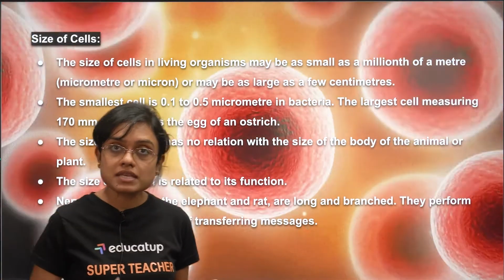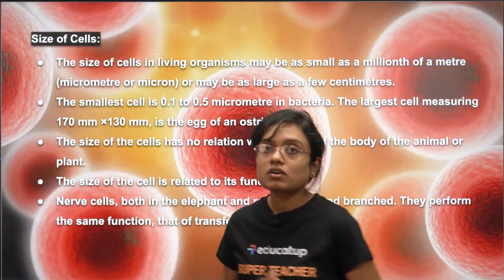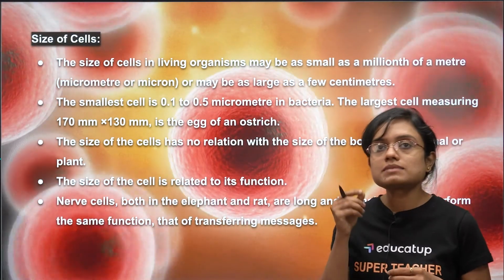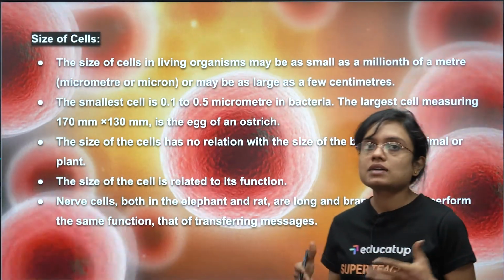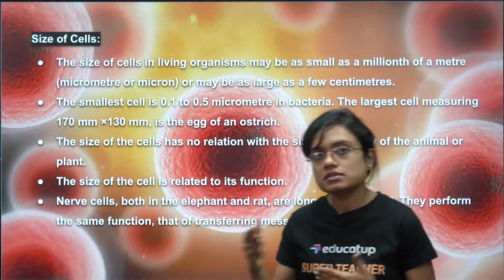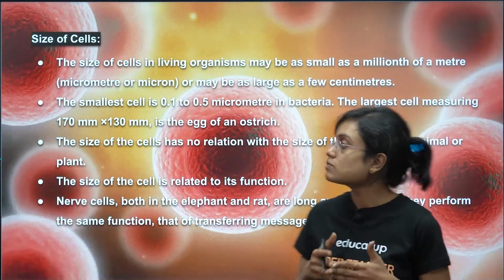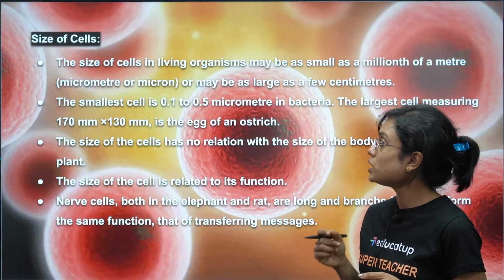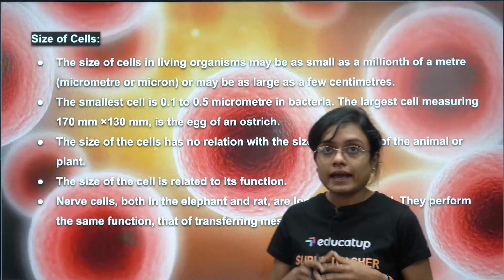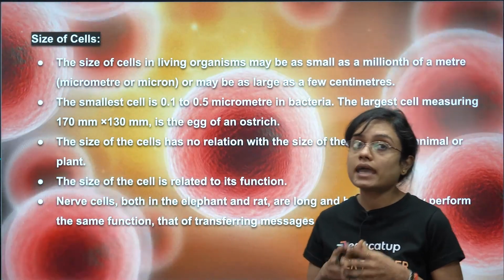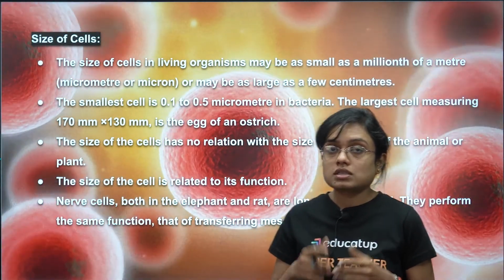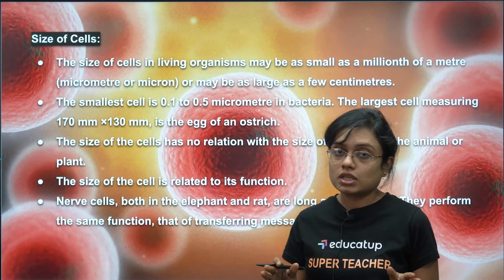Now, size of cells. The size of cells in living organisms may be as small as a millionth of a meter, a micrometer or micron, or maybe as large as a few centimeters. So, sizes of the cells vary. The smallest cell is 0.1 to 0.5 micrometer, and the largest is 170 millimeter to 130 millimeter, which is the egg of an ostrich. The size has no relation with the functioning.